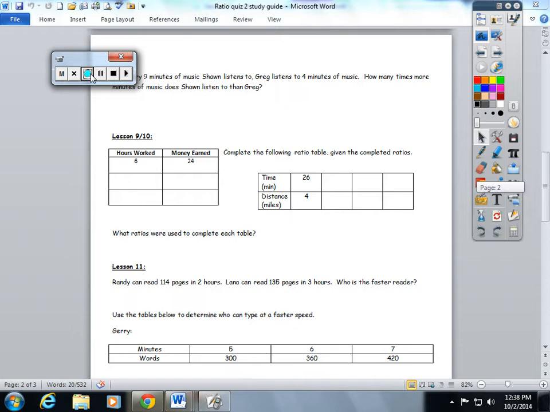Okay, now I'm handing it over to Madison and Michaela. Michaela's going to be talking, and Madison is going to be doing the writing.